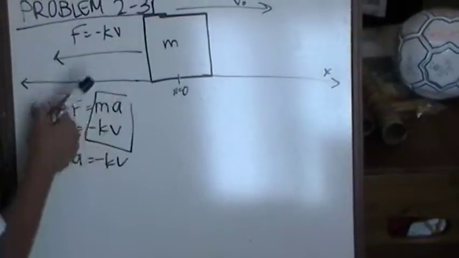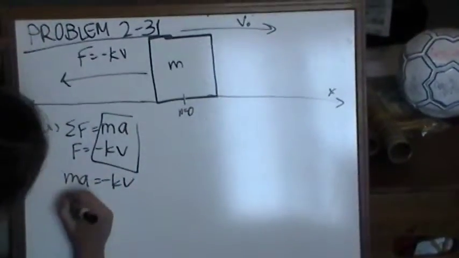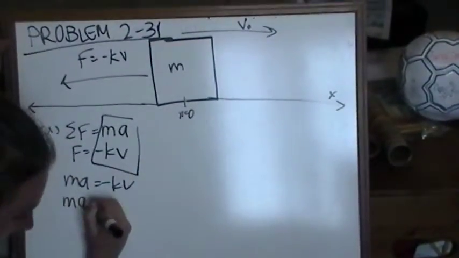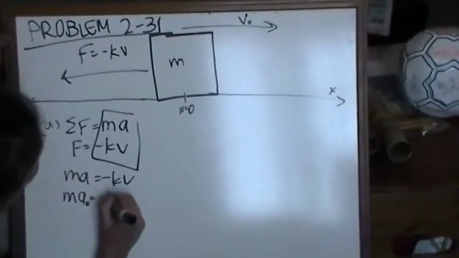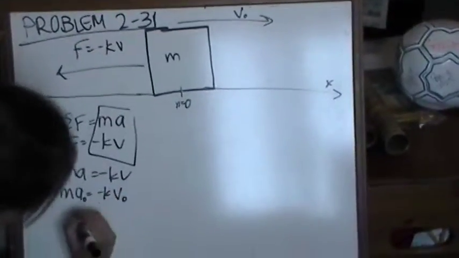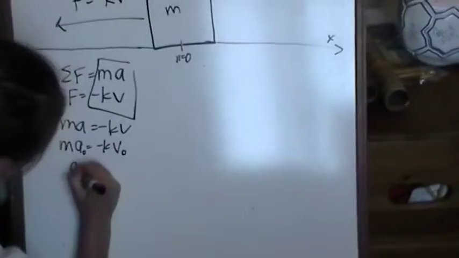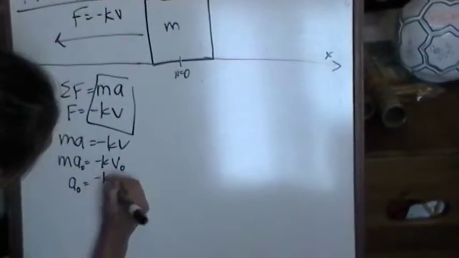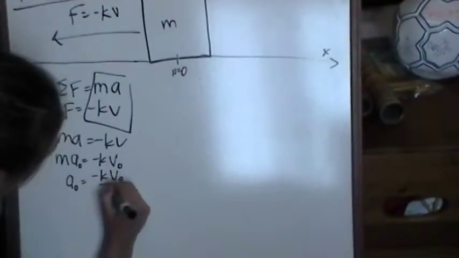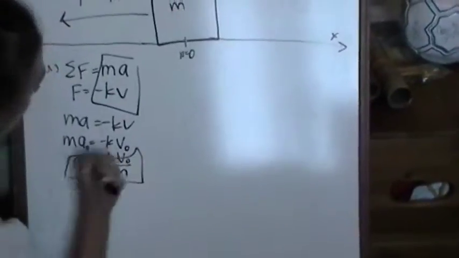And then we're going to solve with respect to a naught. So m a naught is equal to negative k V naught, and then just simply solve for a naught. So a naught equals negative k V naught over m. And that's part A.